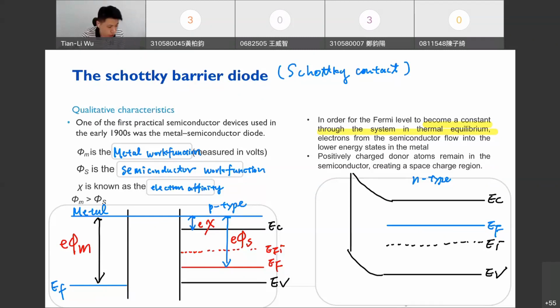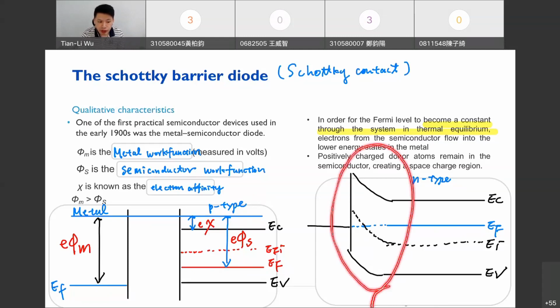And this is because we need to align our EF with our Schottky metal work function here. So then here we have, and therefore we can see our band diagram would be starting at the band bending here. So we have the band bending in this region due to trying to align the metal work function and also the semiconductor work function here.